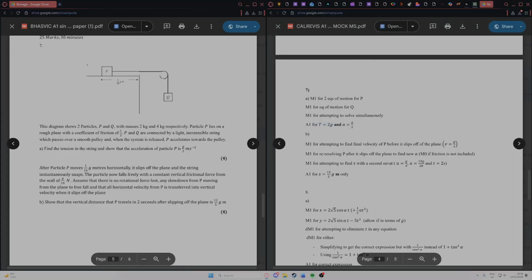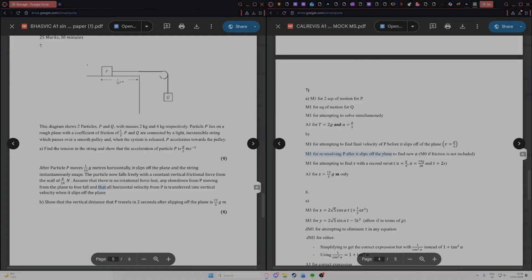Now part B, this is not easy at all, but it's something that could easily come up. These types of connected particle questions are not easy whatsoever. So firstly, you should read this, but in the answer, the first thing you have to do is find the final velocity of P from when it goes from here to here, the final velocity when it's about to slip off the plane, using S equals this, U equals 0, and acceleration is G over 2. So you can find your final velocity.